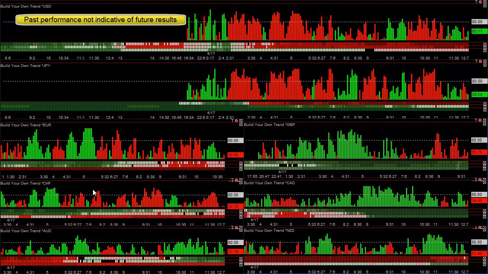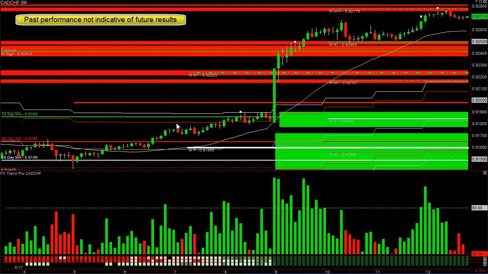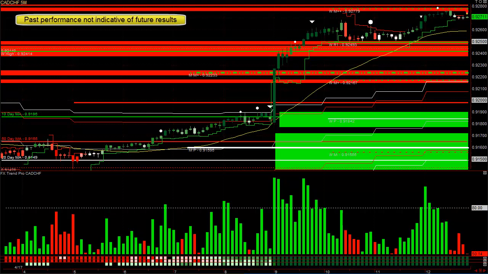If you wanted to trade the Swiss later today, which also became weak, versus the CAD, you certainly could have done that as well. CAD Swiss is very likely to go up. Strong CAD, weak Swiss. Let's bring this up here. And notice the exact time you had.